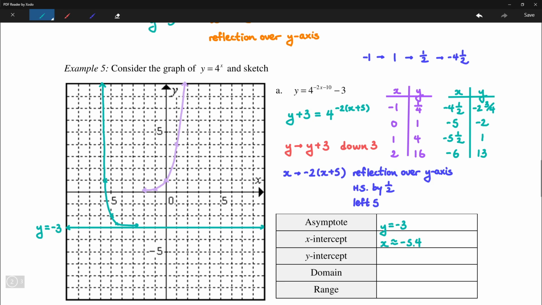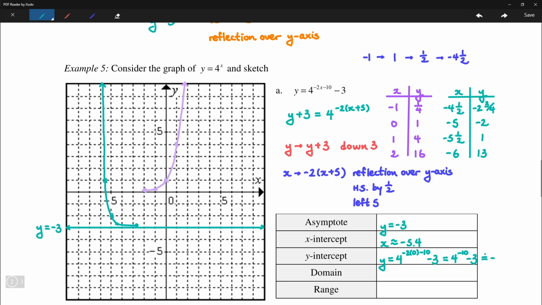The y-intercept, however, we can find by letting x equal 0 in our function. So that would be 4 to the negative 2 times 0 minus 10, and then minus 3. Which of course simplifies to 4 to the negative 10 power, and then minus 3, which is going to be very close to negative 3.